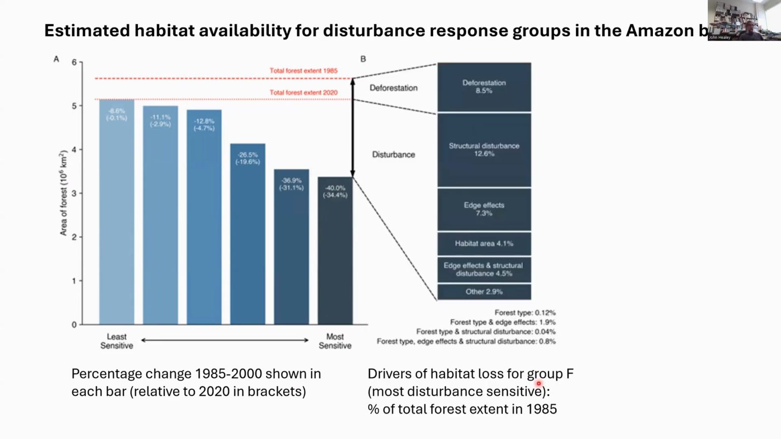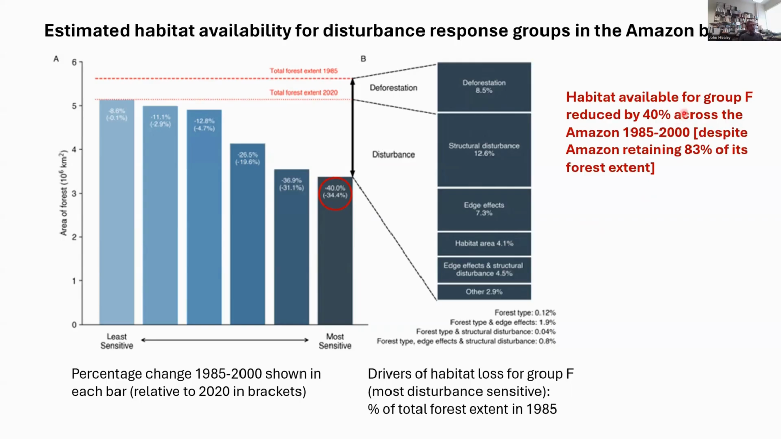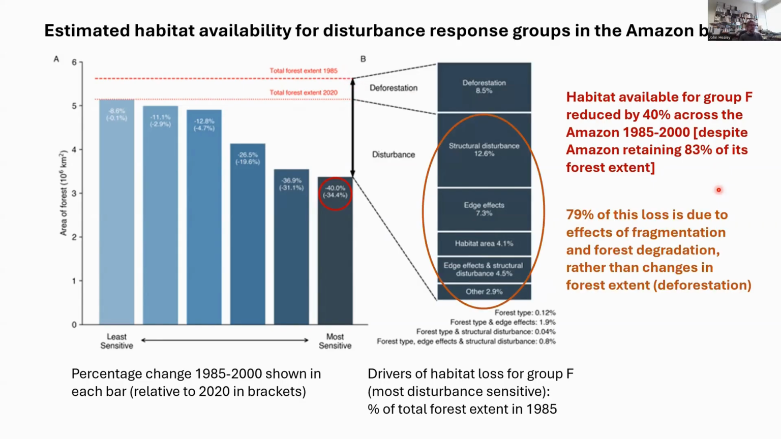So if we look at it from the perspective of the most sensitive group, F, like all the other groups, it had lost habitat due to deforestation. These are forest birds, but it had lost a whole lot more habitat due to structural disturbance, the edge effects, the minimum habitat area requirements, and the combinations of those, and so on. So it had lost 40% of its habitat during those 35 years, even though 83% of the total forest cover was still present in the Amazon. And 80% of its losses are due to these additional factors, fragmentation and disturbance, rather than just pure deforestation.